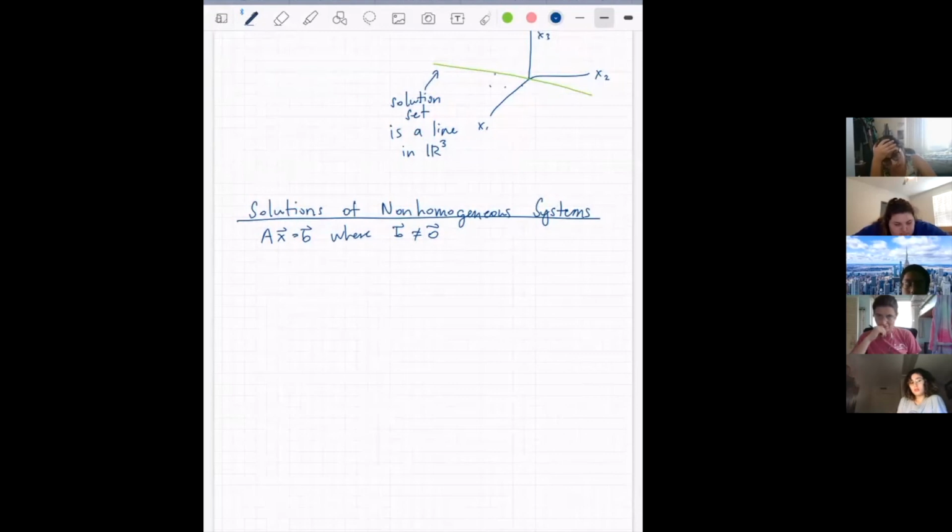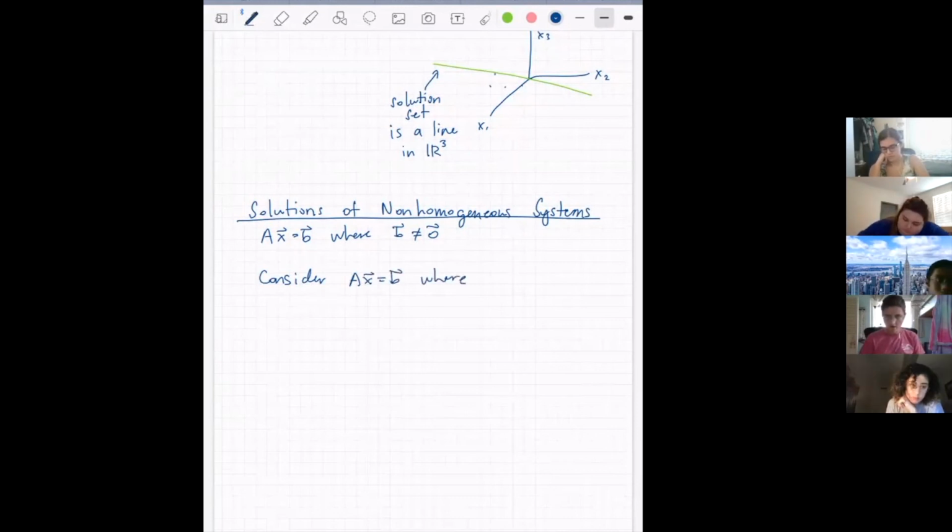So let's look at an example to see the process. So consider the system AX equals B, where our matrix is 1, 2, -3, -6, and B is going to be -3, -6, like that.